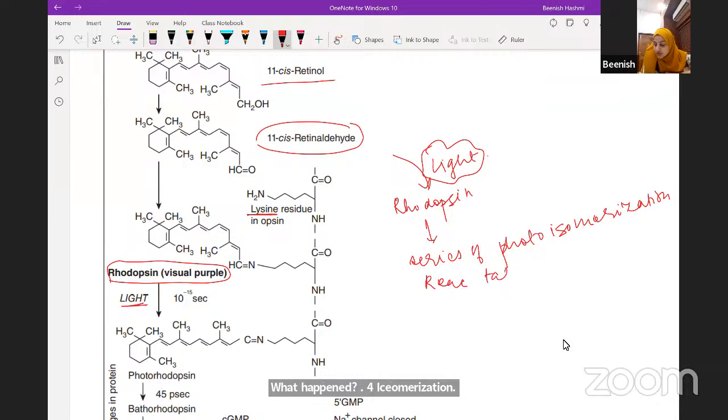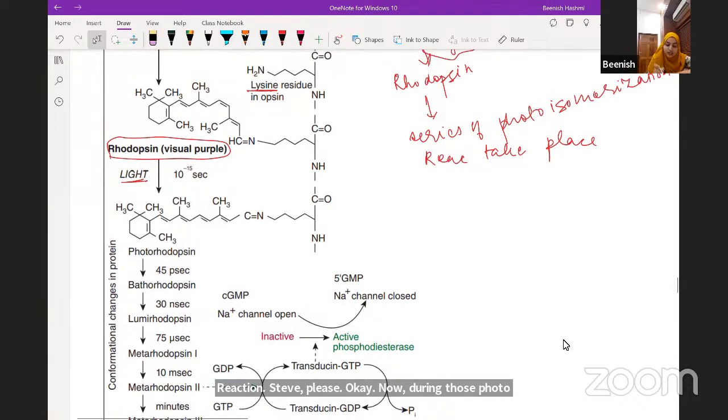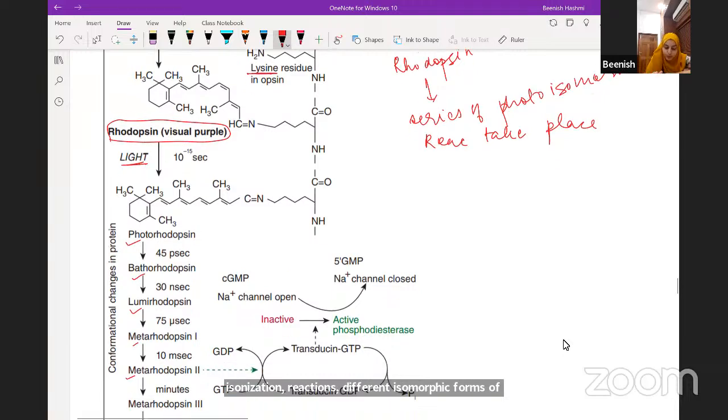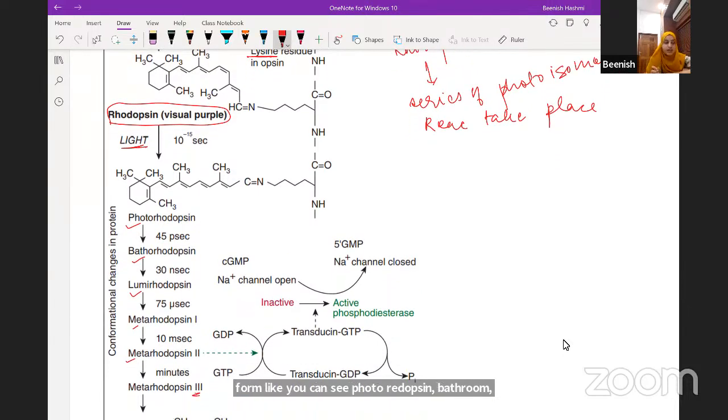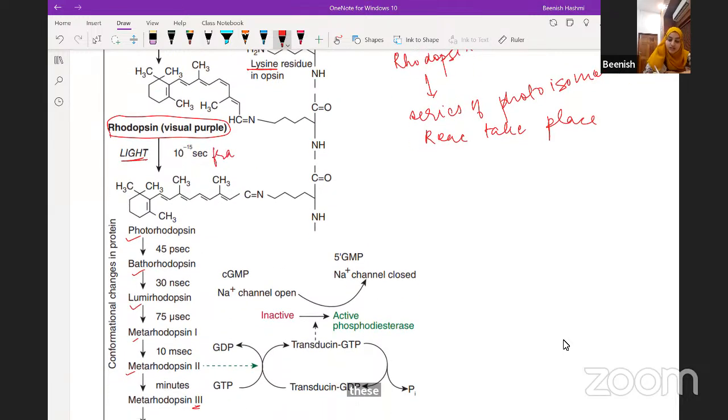Okay, now, during those photoisomerization reactions, different isomeric forms are formed, like you can see photorhodopsin, bathorhodopsin, lumirhodopsin, metarhodopsin 2, and metarhodopsin 3. And these photoisomerization reactions take very little time, less than a second. It happens in fractions of seconds. You can see 10 raised to the power minus 15 written. So, a fraction of a second is needed for this.